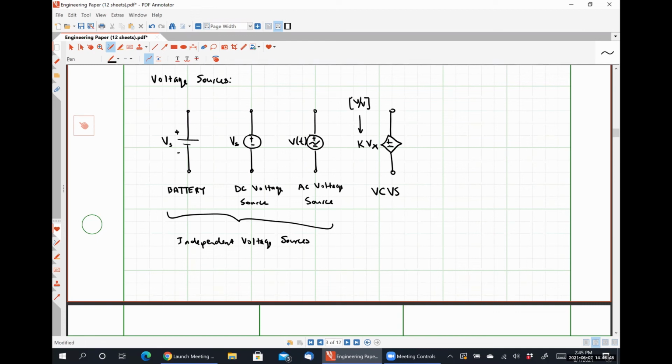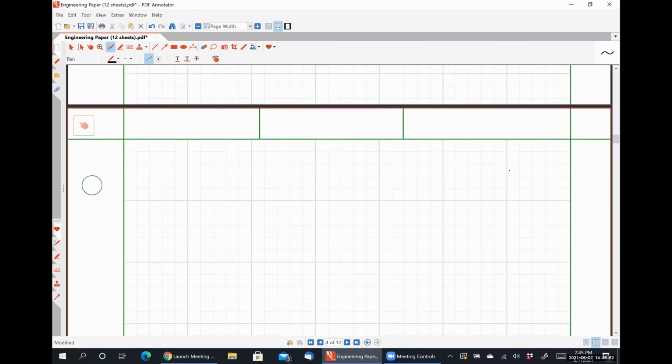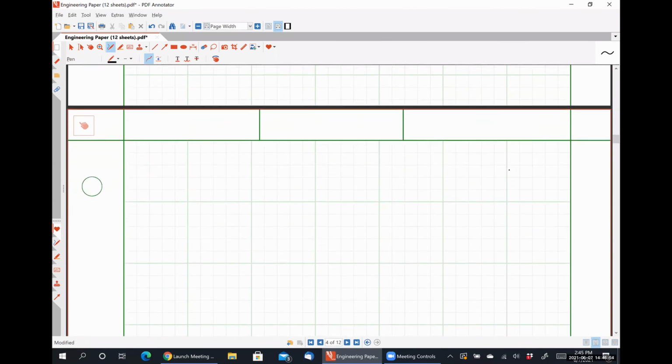So let me explain how a voltage controlled voltage source might work, all right? Let's say that we have a simple circuit where we have a dependent voltage source that's providing us 10 volts.